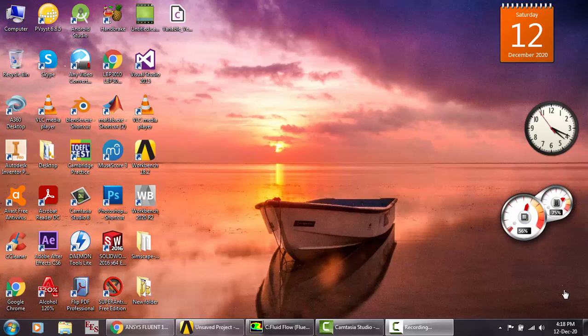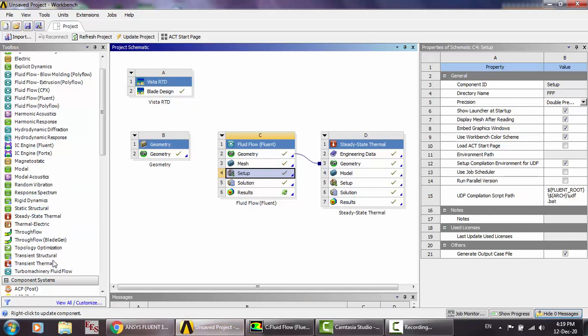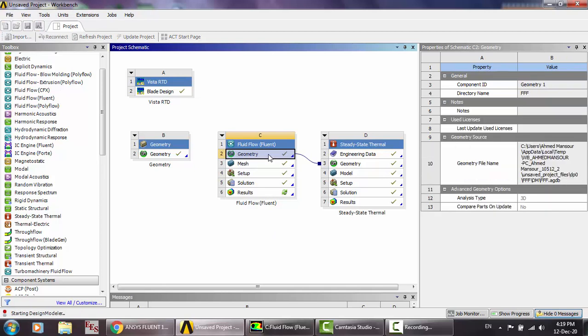Ladies and gentlemen, let's continue our computational fluid dynamics CFD tutorials. In this short video, we're going to investigate the convection heat transfer in ANSYS Fluent and ANSYS Thermal Steady State Thermal. We're going to use a very simple geometry. Let's see.